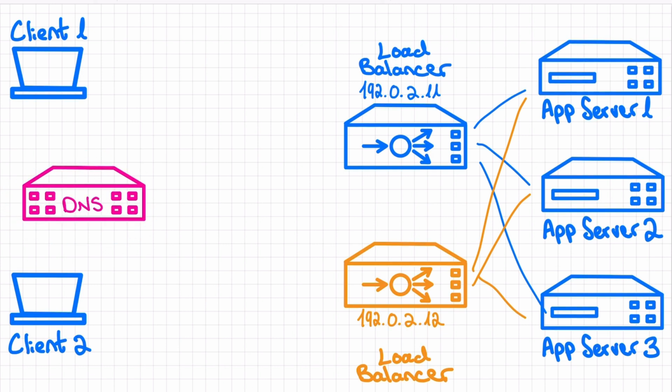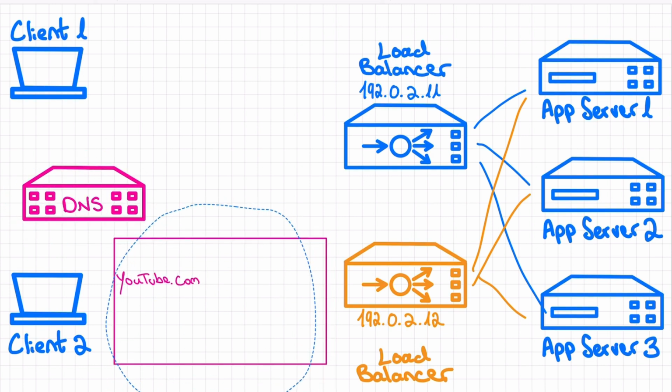A DNS server translates domain names like youtube.com into IP addresses like this one. DNS is again another topic that deserves its own video, and we'll get one later in this series. But for simplicity, we can just think of it as a huge dictionary that maps domain names to IP addresses.